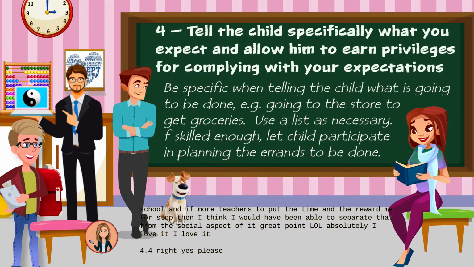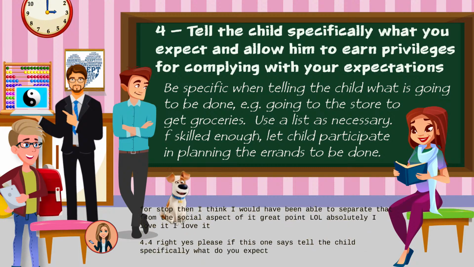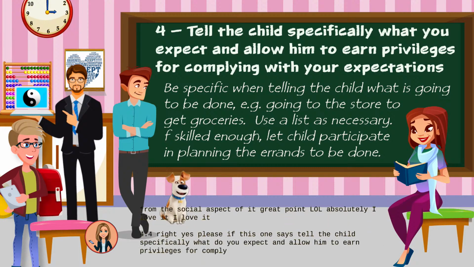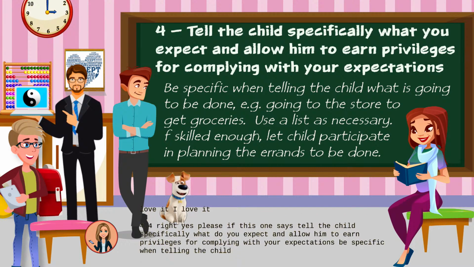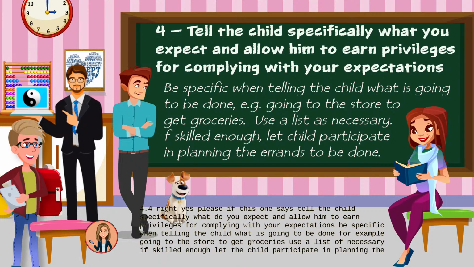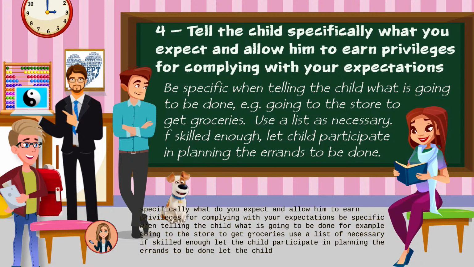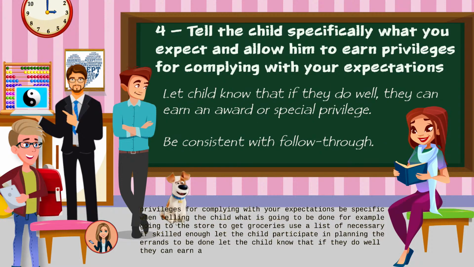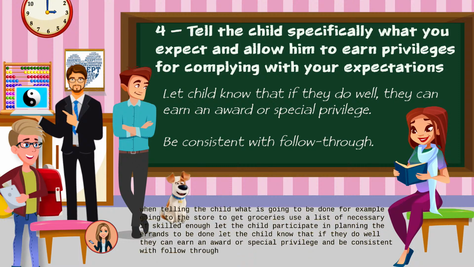Yes, please. This one says, tell the child specifically what you expect and allow him to earn privileges for complying with your expectations. Be specific when telling the child what is going to be done. For example, going to the store to get groceries. Use a list as necessary. If skilled enough, let the child participate in planning the errands to be done. Let the child know that if they do well, they can earn an award or special privilege, and be consistent with follow through, which is repeated all throughout.